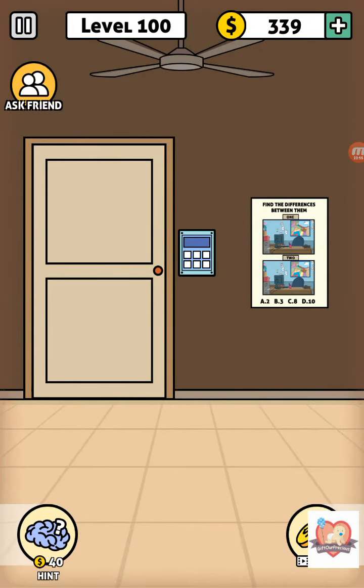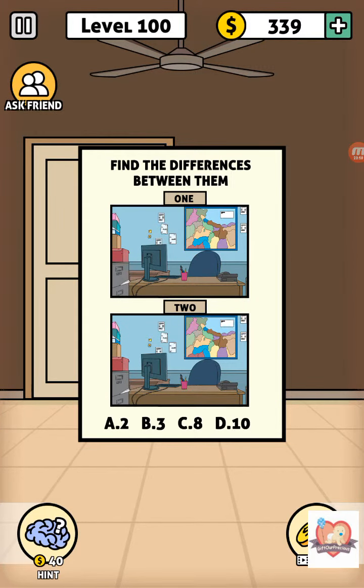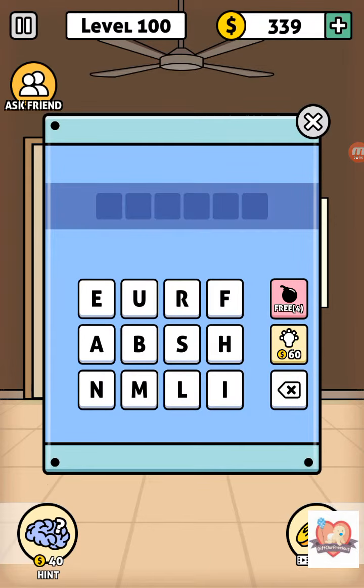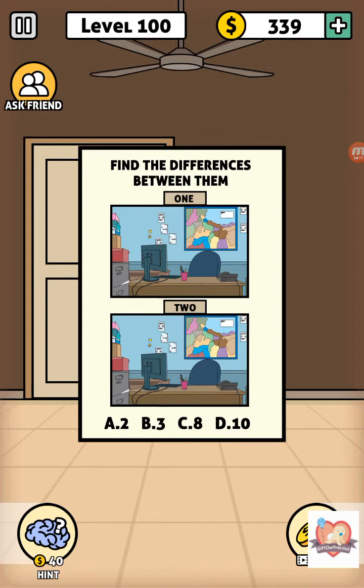Finally, our last level for this episode. Find the differences between them. Just A, B, C, D. I think this should be quite easy. Should be 3, 8 or 10. How many differences? Is this the biggest? How many can you spot? It's so small.